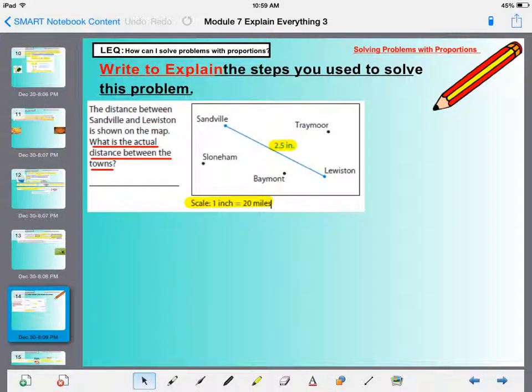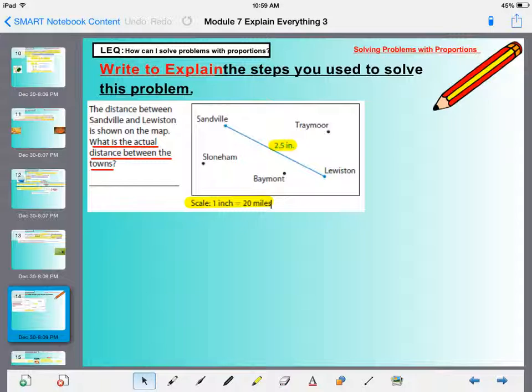In class, we talked about the importance of scales and keys in a map. Obviously, the distances that are described in maps are very, very large distances, and so it is important to be able to read the scales and keys on a map. In this case, they tell us that to get from Sandville to Lewiston, there is a distance of 2.5 inches. Well, obviously, you know that that isn't the case. You know that you have to look for a scale and determine how many miles are in 1 inch.